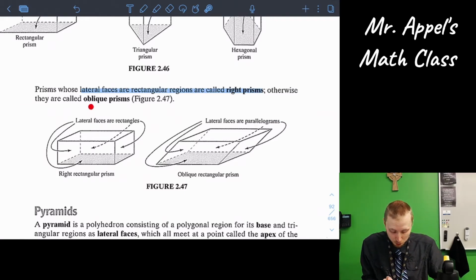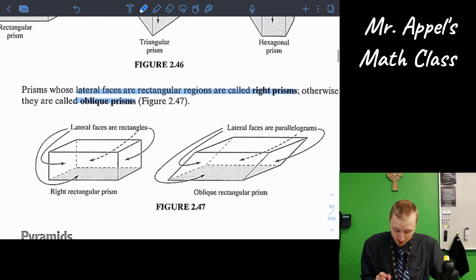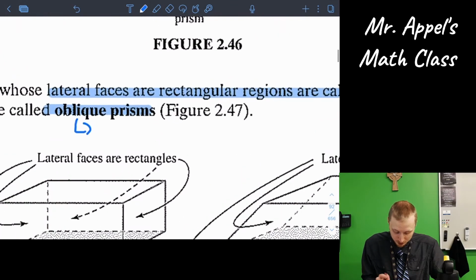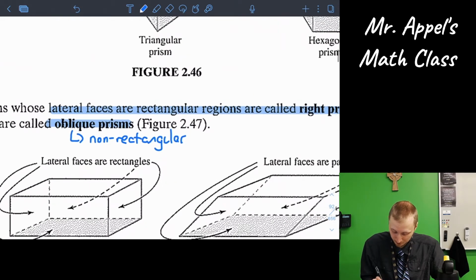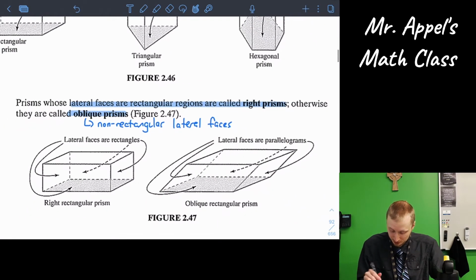Otherwise, they are called oblique prisms. Okay? So oblique prisms would be, their lateral faces are non-rectangles. So they didn't type that out, so if you want a definition to write into your notes, you'd say an oblique prism has non-rectangular lateral faces. Okay? Most commonly, they'll end up as parallelograms. Okay? As you can see this one here.